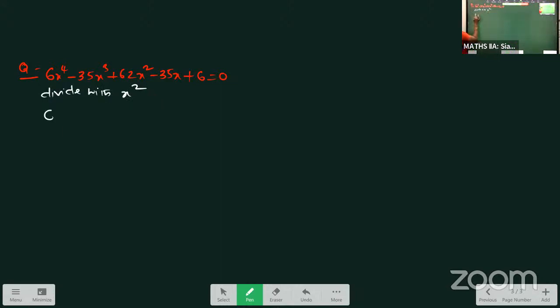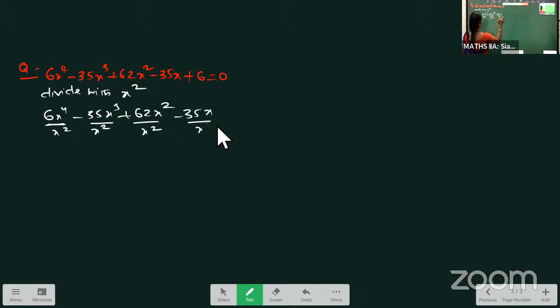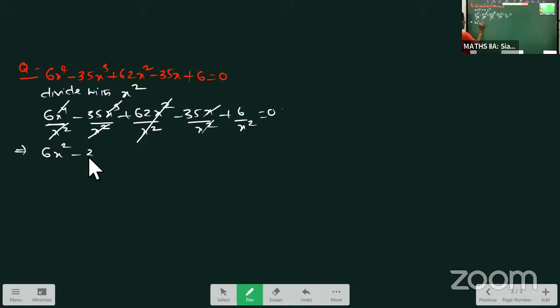Now this is 6x^4 by x^2 minus 35x^3 by x^2 plus 62x^2 by x^2 minus 35x by x^2 plus 6 by x^2 is equal to 0. Now cancel these out. Then we have 6x^2 minus 35x plus 62 minus 35 by x plus 6 by x^2 is equal to 0. Now see the first one and the last one.